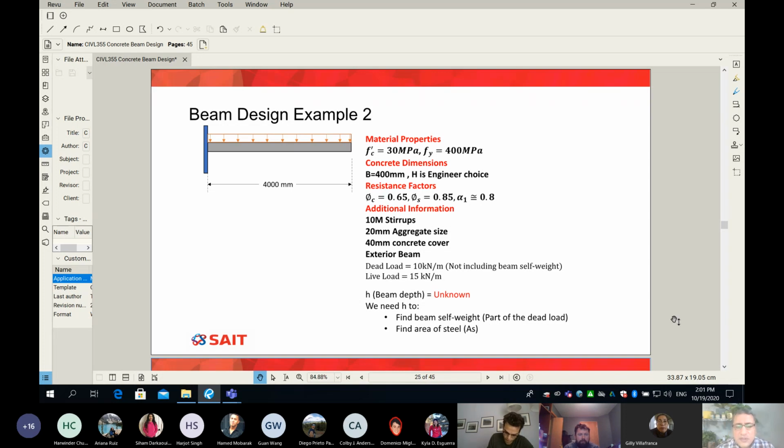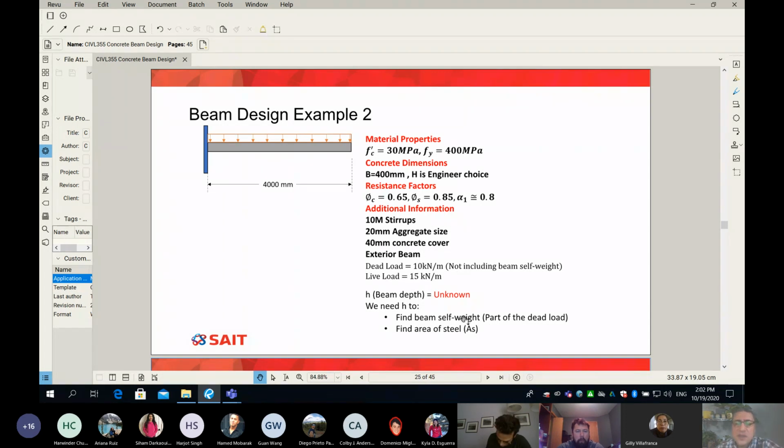Now, the loads are given to you. The dead load is given as 10 kilonewton per meter, and that's not including the beam self weight. And the live load is 15 kilonewton per meter. Okay. Now you can see so far there is no moment given. The bending moment affecting this beam is not given. And you will see shortly we will be able to find the bending moment like before.